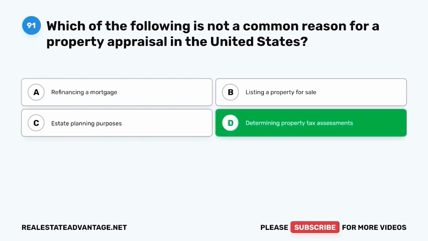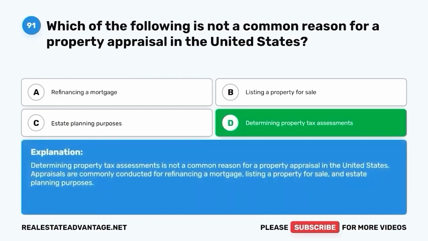Determining property tax assessments. Determining property tax assessments is not a common reason for a property appraisal in the United States. Appraisals are commonly conducted for refinancing a mortgage, listing a property for sale, and estate planning purposes.